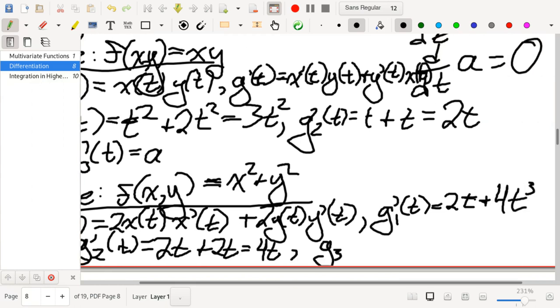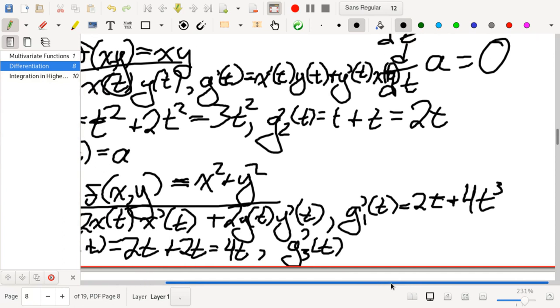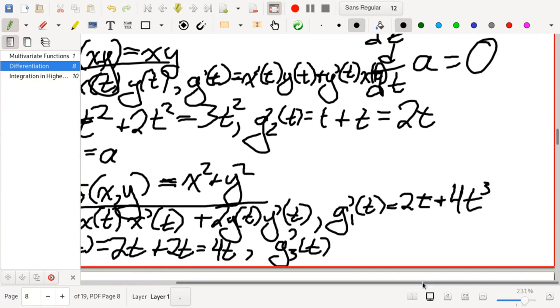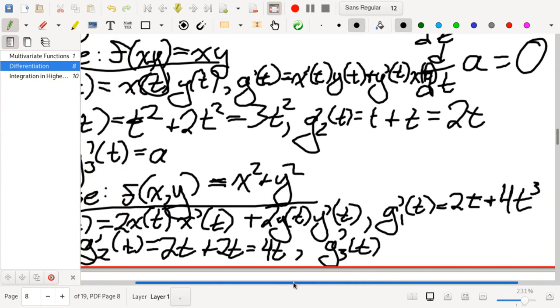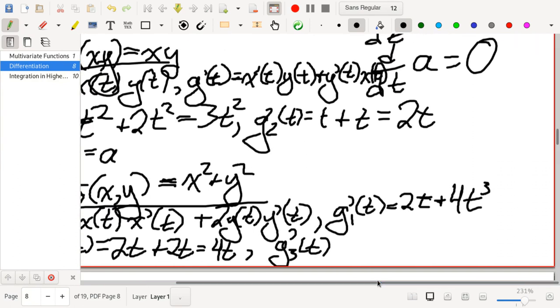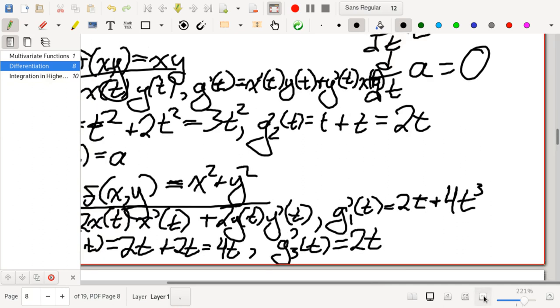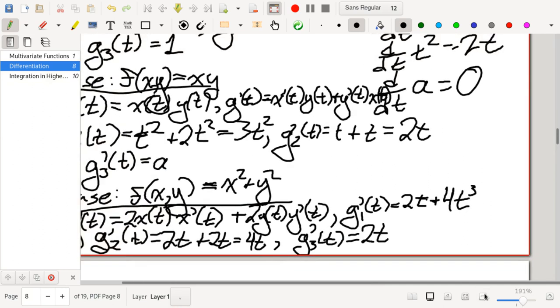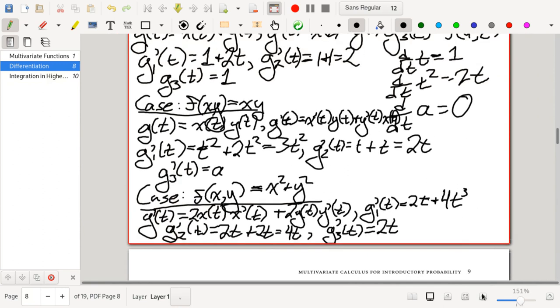And then in the third case, this is where we're fixing a. And that means that the x part, we don't have to worry about it, because the derivative of a will be 0. So we'll end up multiplying with 0. So for the second part, we get 2 times y of t, which is t, and y prime of t is 1. So this is going to be 2t. All right. So there we go. That's going to be all three pathwise derivatives.